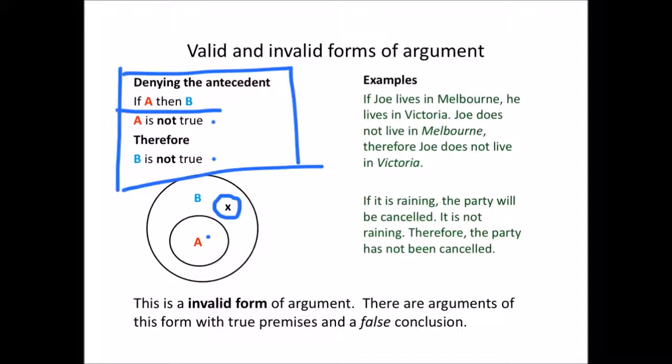You can also see why this form of argument is not valid by considering examples like this. If Joe lives in Melbourne, then he lives in Victoria. If A, then B. Joe does not live in Melbourne. A is not true. Therefore, Joe does not live in Victoria. Therefore, B is not true. Well, that conclusion doesn't follow because, of course, Joe might live in one of the other cities in Victoria.